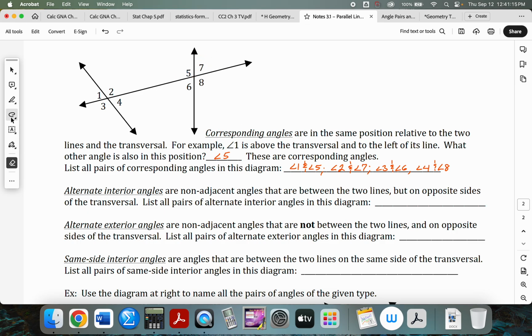The other ones we're going to look at, the name tells you what you need to know. So alternate interior angles are non-adjacent angles that are between the two lines. The part about between the two lines, that's what makes them interior. But on opposite sides of the transversal. Another word for opposite is to alternate.